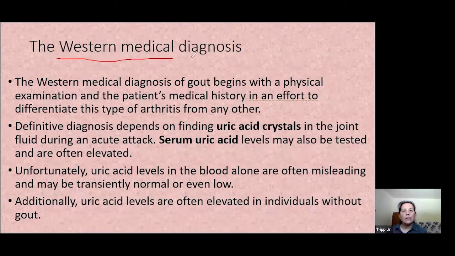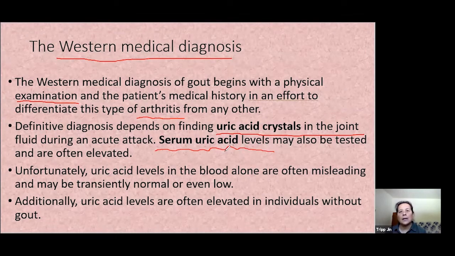So what is the medical diagnosis? Firstly, the patient has symptoms. We talk about joint pain, mainly in the big toe first. For a clear diagnosis, we need to find the uric acid crystals in the joint fluid. And the uric acid level in the blood circulation is basically higher. That is generally what we call the clinical diagnosis for these patients.